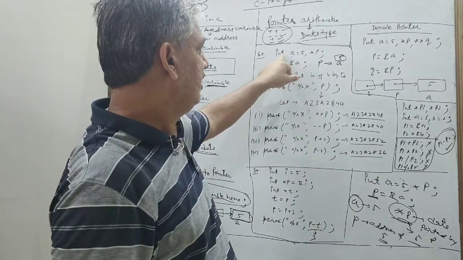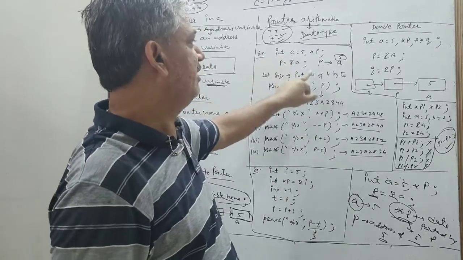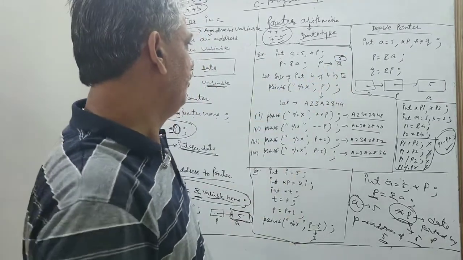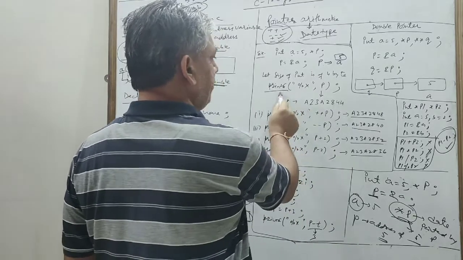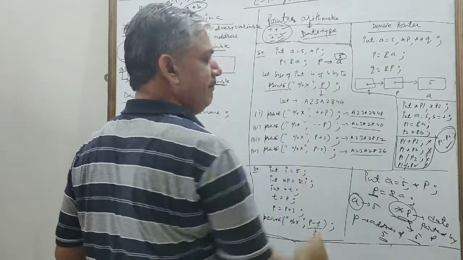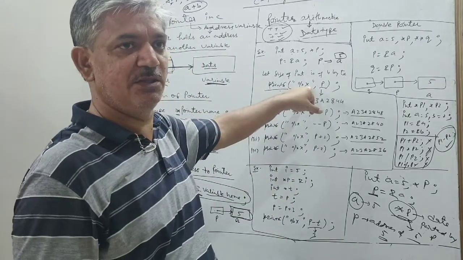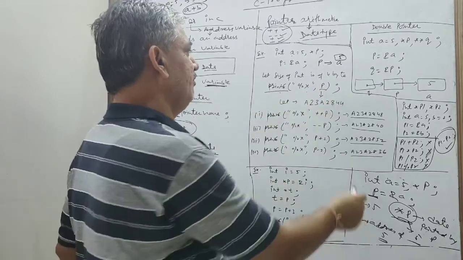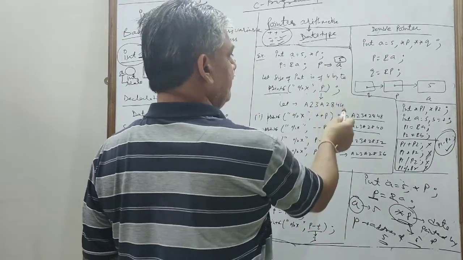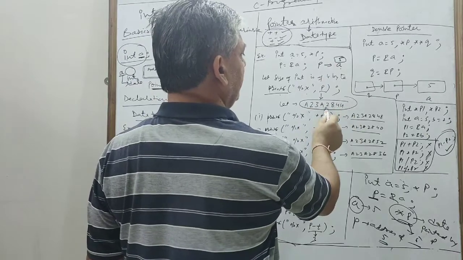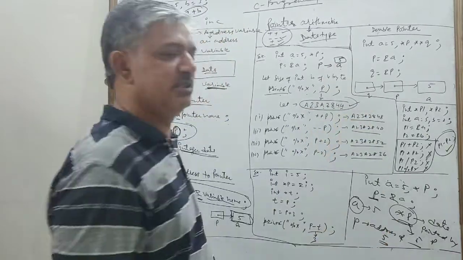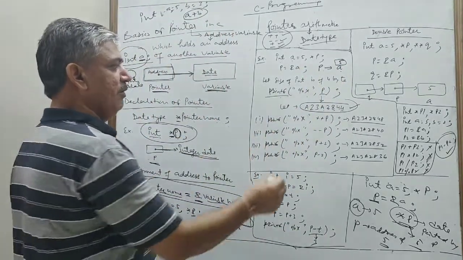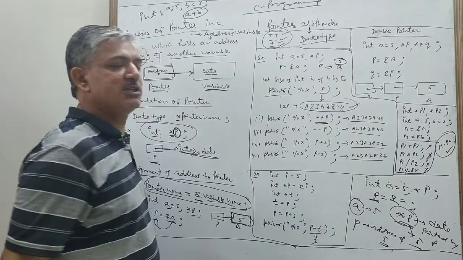Suppose the size of an integer is 4 bytes. When we write the statement printf %x p, where %x is for hexadecimal output, p is the address, so we will get the address of this a. Suppose we get A23A2844. This is the hexadecimal address of a. Clear? Suppose we want to print ++p.